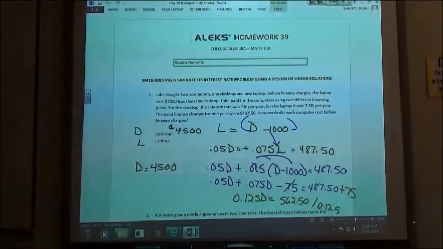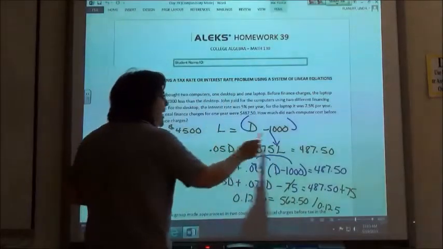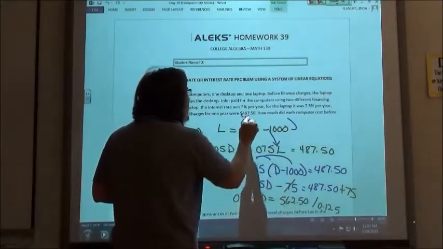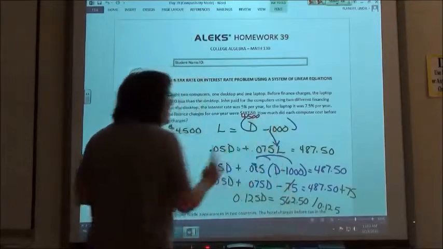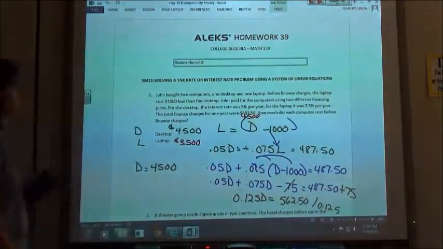So the desktop cost me $4,500. That's a pretty expensive computer, must be really good. On the laptop then, we know the laptop is $1,000 less, so if we take our $4,500, subtract 1,000, that would make that one $3,500.